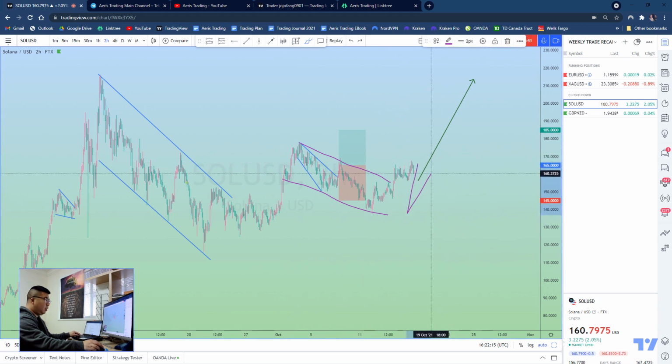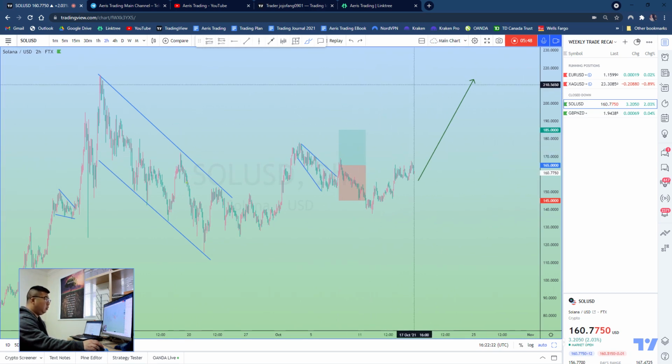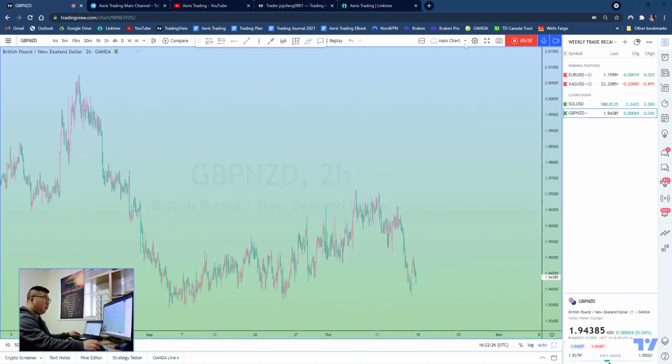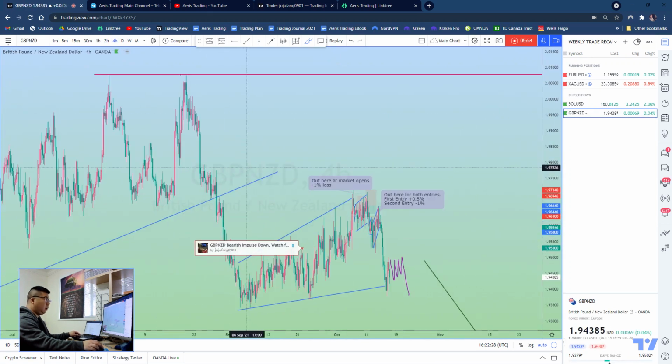Perhaps we're going to get more consolidation here. We don't know that yet. But more consolidation, more development of the price gives you a better confirmation to re-enter the trade. So Solana here ended up taking a 1% loss. I'll go over Pound Kiwi here. There are several positions I want to go over.